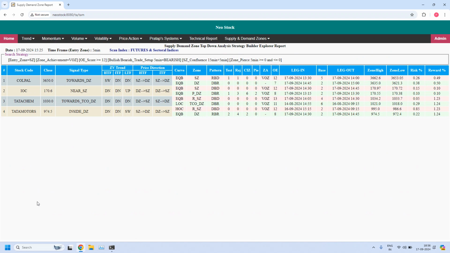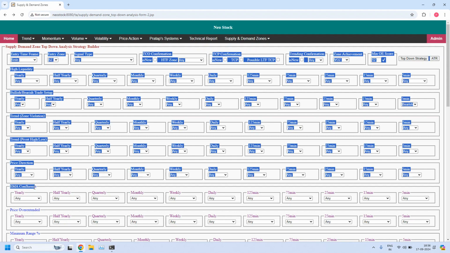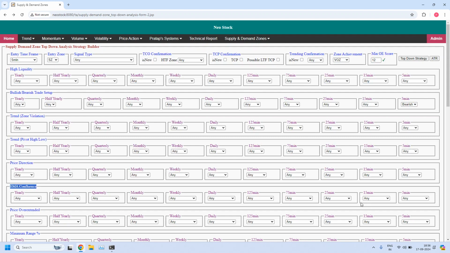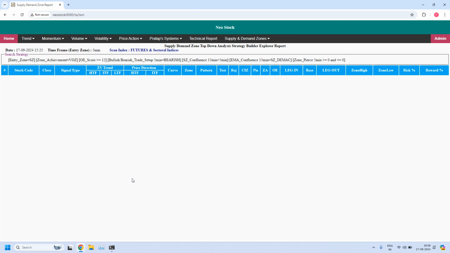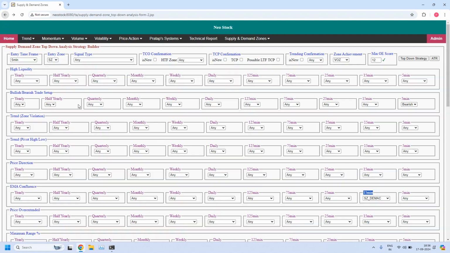All these 4 stocks are having a 5-minute supply zone with 15-minute supply zone, and they're all supporting bearish trade setup for hourly income trade. If any of these 15-minute supply zones are having daily EMA confluence, it is a high probability setup. So in the EMA confluence, 15 minutes time frame, because 5 minutes is part of the 15-minute zone. So if the 15-minute supply zone is having daily EMA confluence. No, it's not having. Fine.